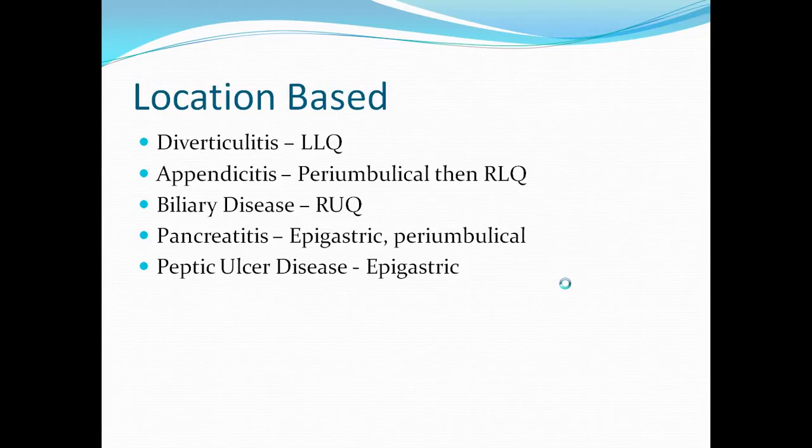Also know your locations. This often will determine what investigations you order and if you actually find what you're looking for. Diverticulitis, left lower quadrant, but in Asia, often right lower quadrant. Appendicitis, periumbilical, and then migrates to the right lower quadrant. Biliary colic, cholecystitis, it's often in the right upper quadrant. Pancreatitis, epigastric or periumbilical, and often radiates to the back. Peptic ulcer disease is mostly epigastric and a burning pain. So get to know these location-based diagnoses, and you should be served very well.